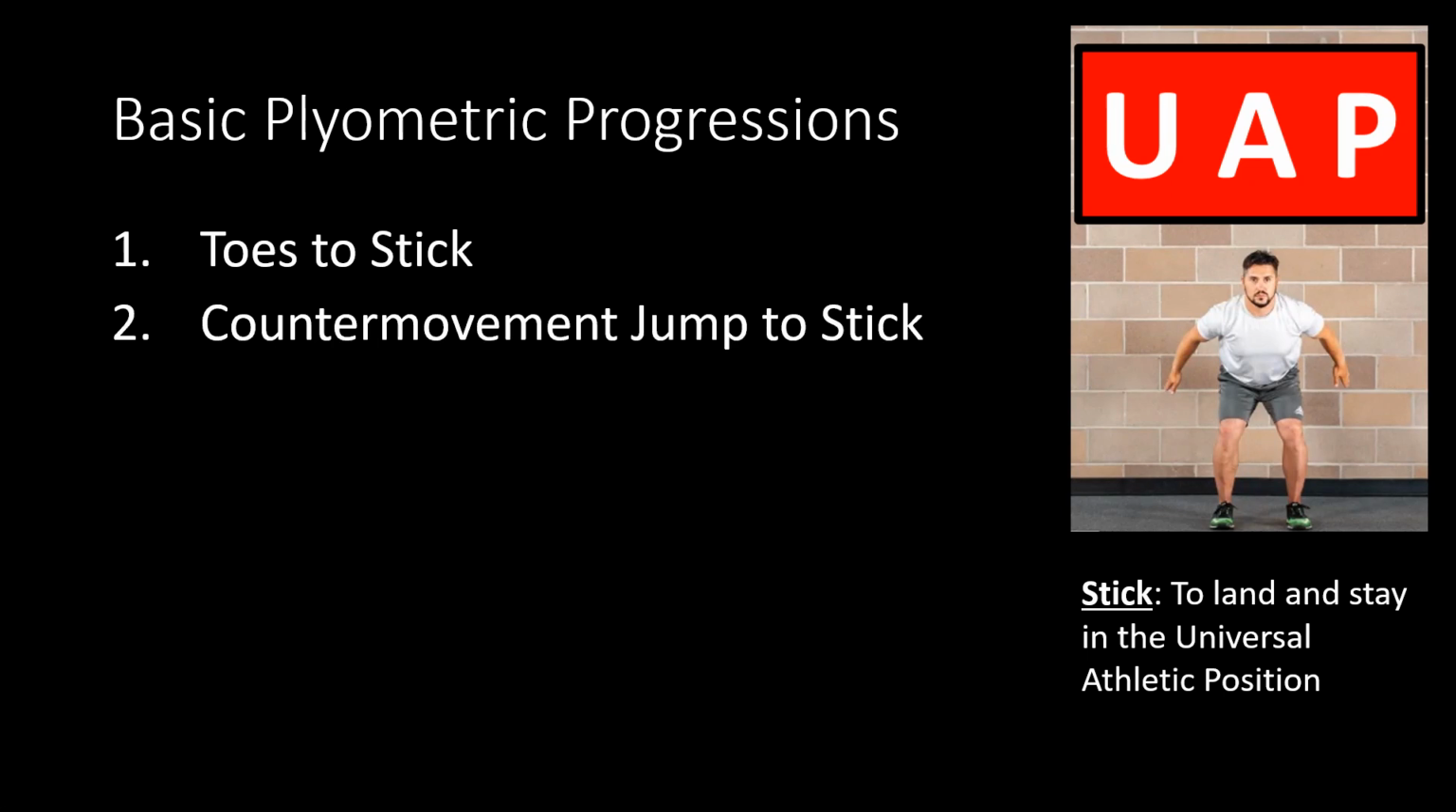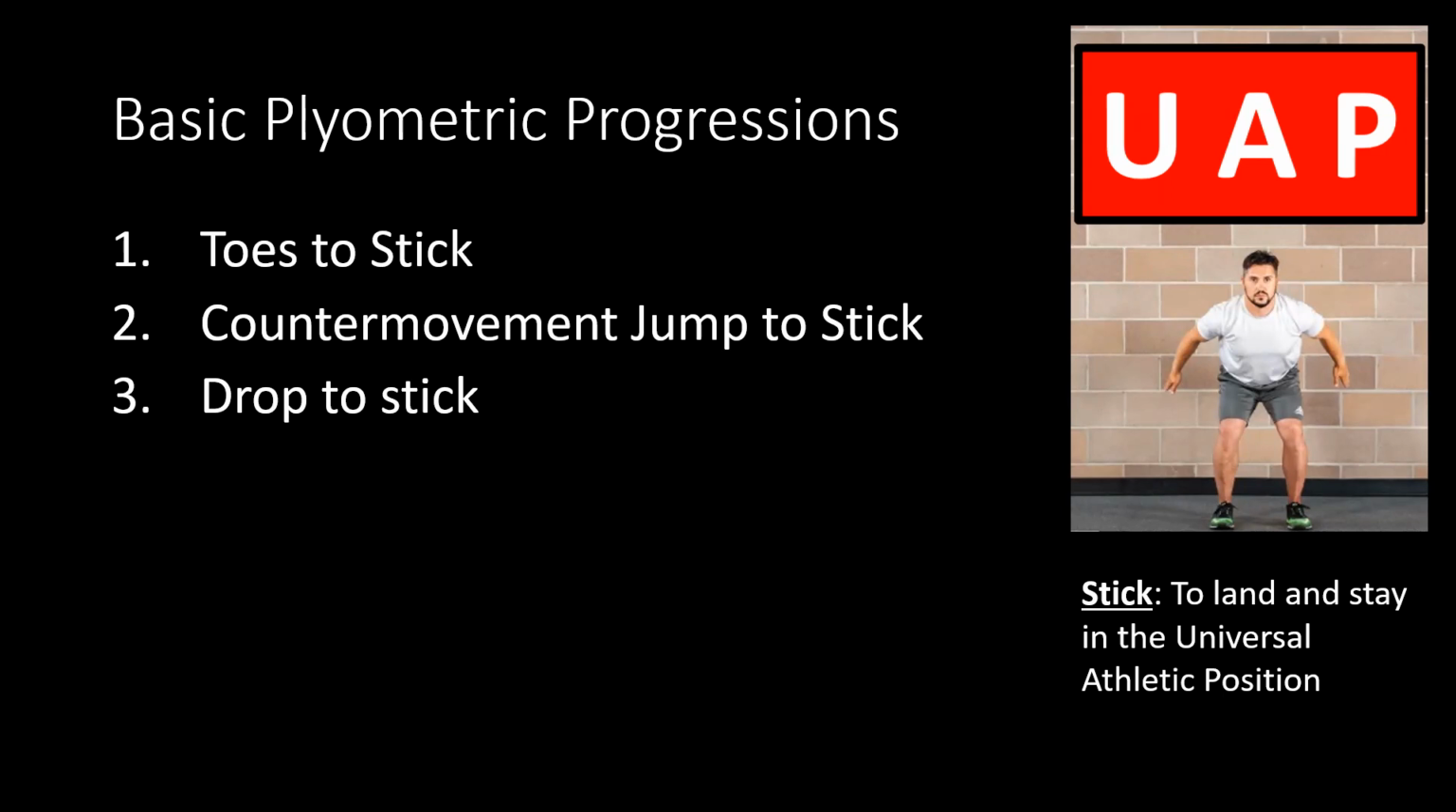We transition that into a counter movement jump to stick. So now the athlete is loading into the universal athletic position, jumping, and then landing back in that position. Every time I say stick, I mean land and stay in the universal athletic position. And then we can progress the counter movement jump higher and higher to increase the stress on the athlete. We then have the drop to stick.